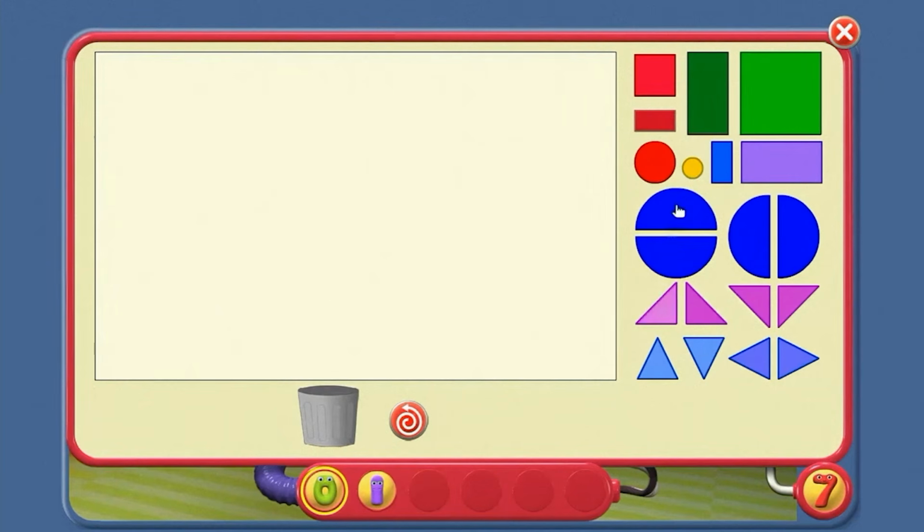Can we make squares with other shapes? How about some oblongs or rectangles? What if we do this? Yes, these 2 rectangles side by side make a square. What about these rectangles? Yes, they make a square too.